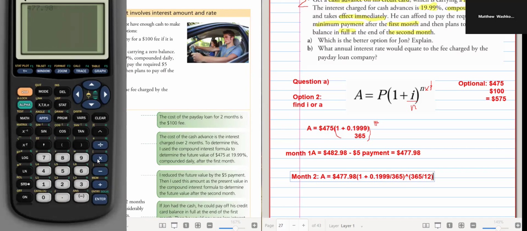477.98. You could put times, or you could just put the bracket. It'll do it for you. So in this case, I need you to think about this. You're going to have to put a fraction in here, right? So I'm going to make sure that fraction is within by itself.